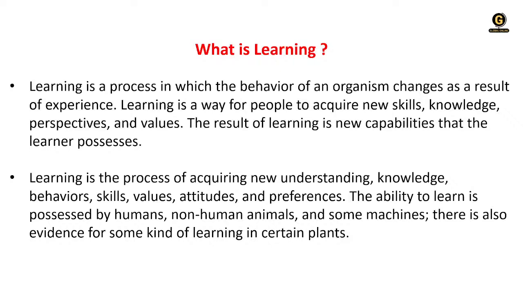Advanced one, that is learner's characteristics and all things. But okay, so what is learning? Learning is a process in which the behavior of an organism changes as a result of experience. So whatever you are experiencing in life, whatever you are seeing, your senses are experiencing, as a result it will change the organism, it will change the behavior. So that is called learning.